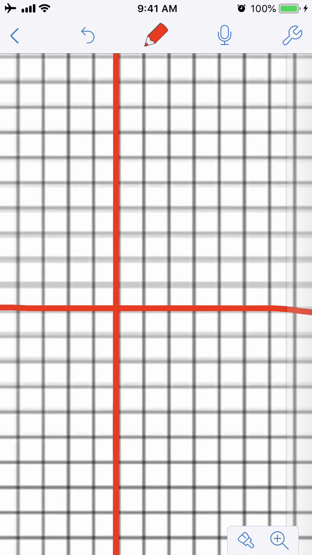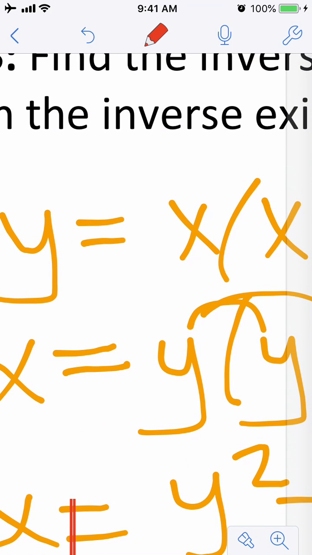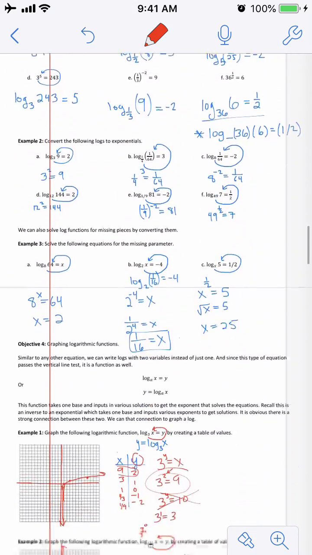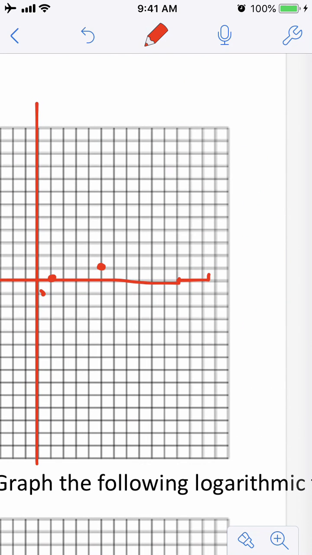We had 5 to the first is 5, so out 5, up 1. Out 1, up nothing. And down 1 and out 1/5. That should be a lot closer. Like there. Okay, cool. And now connect the dots.